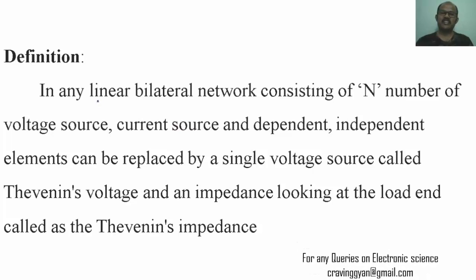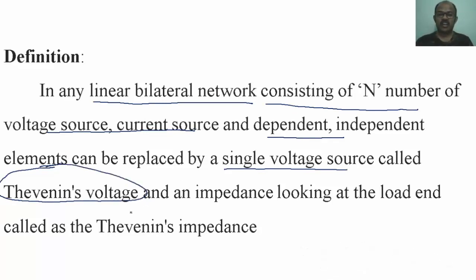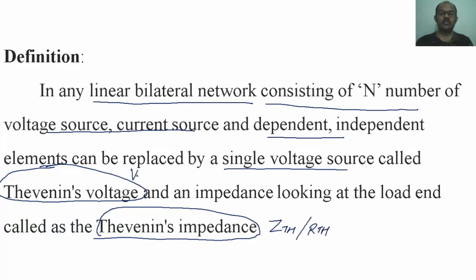The definition states that any linear bilateral network consisting of n number of voltage sources or current sources, dependent and independent elements, can be replaced by a single voltage source, and that voltage you are going to call Thevenin's voltage, and an impedance looking from that end, called Thevenin's impedance. This Thevenin's impedance is represented by ZTH or RTH, and Thevenin's voltage is represented by VTH or VOC. This VTH and ZTH are connected in series.